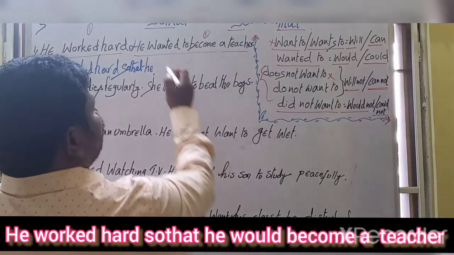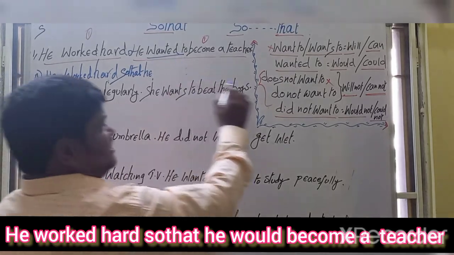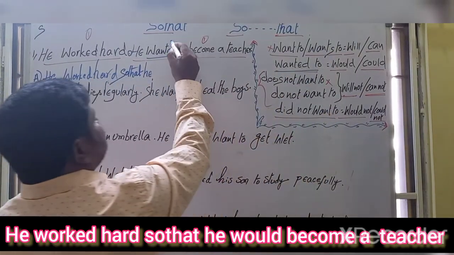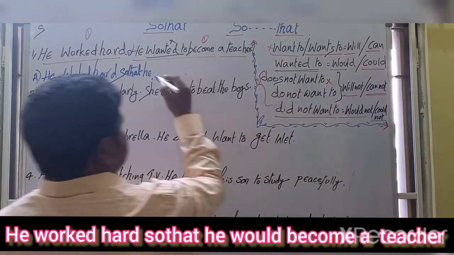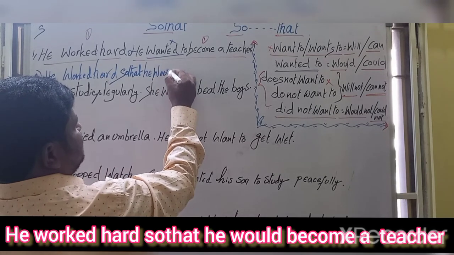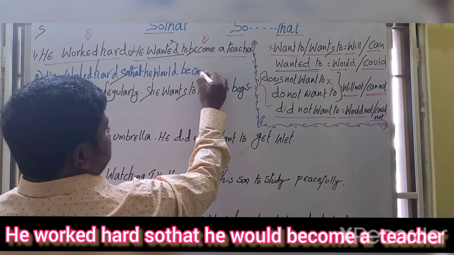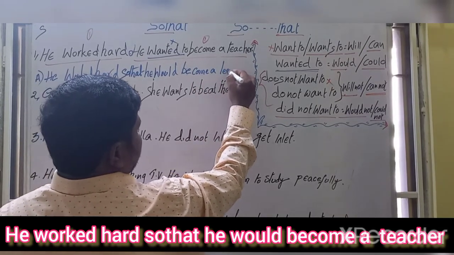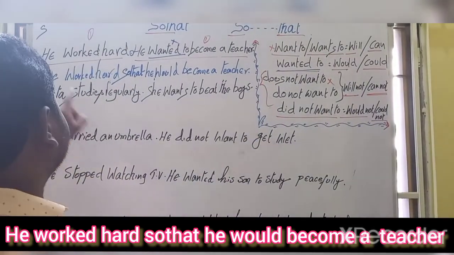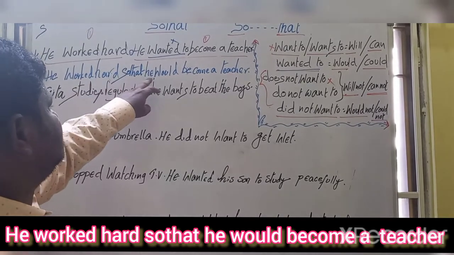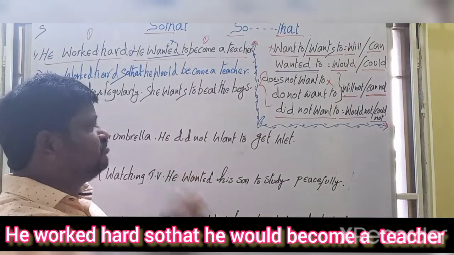Here, I already told you the structure: 'he wanted to'. Remove 'wanted to' and in its place it becomes 'would' or 'could'. What comes here? He would, the remaining words as it is: he would become a teacher. So this is the answer, friend. He worked hard so that he would become a teacher. This is the first example answer, friend.